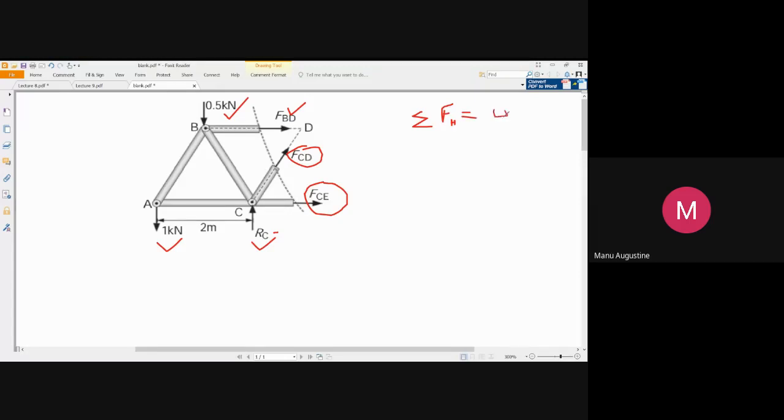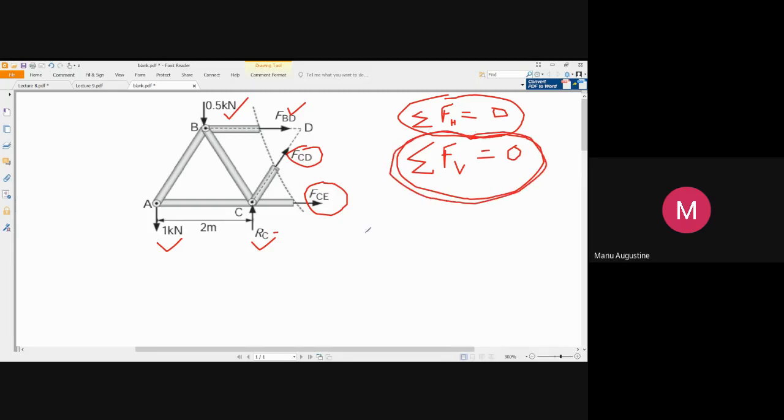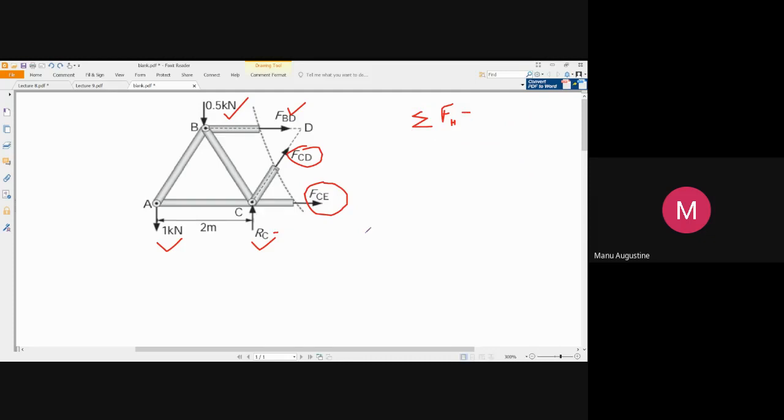See, one equation you have already used. Summation of moments is zero, you have already used up. Now these two equations are remaining. Which one will you use? You can go for summation vertical equal to zero. Or you can try using summation FH equal to zero. But you will see that from this equation, you will get two unknown quantities. But if you use this equation, you will get a single unknown quantity. Let us try this out. Let us apply this equation.